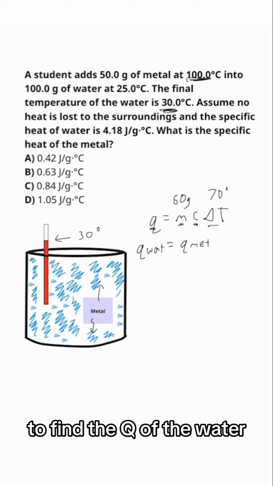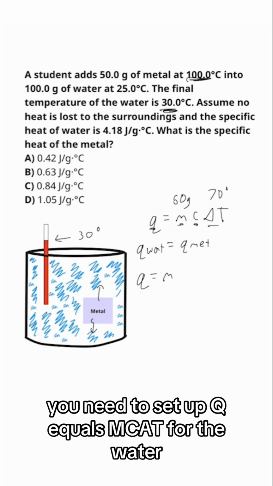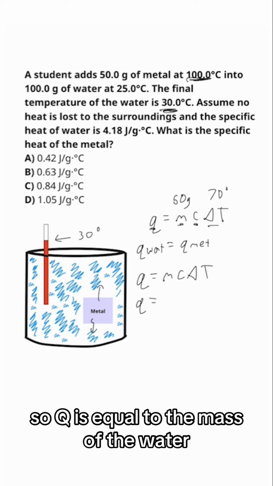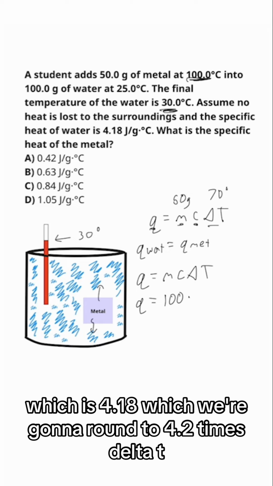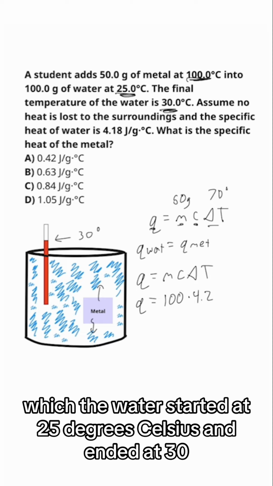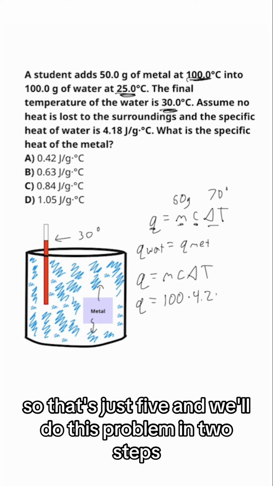To find the Q of the water, you need to set up Q equals MC delta T for the water. So Q is equal to the mass of the water, which is 100 grams, times the specific heat, which is 4.18, which we're going to round to 4.2, times delta T, which the water started at 25 degrees Celsius and ended at 30, so that's just 5.